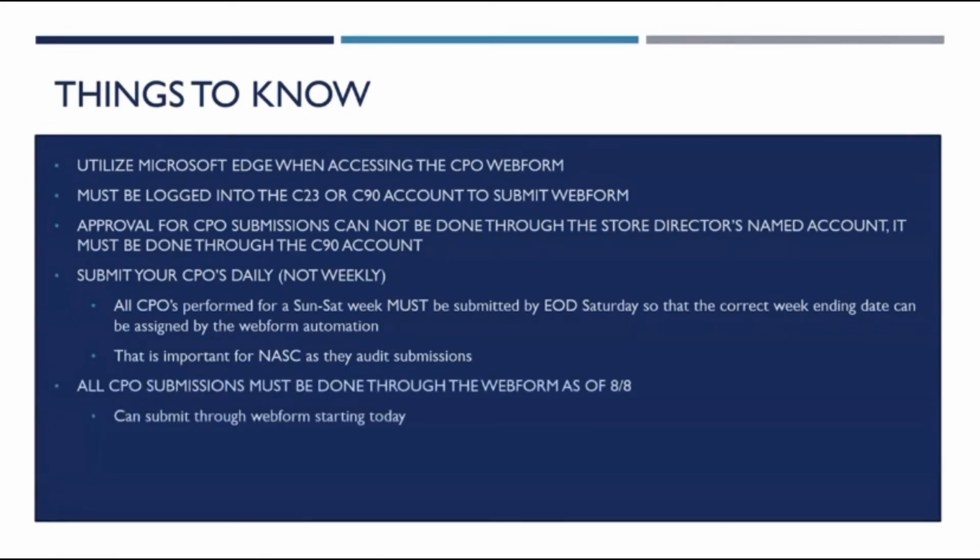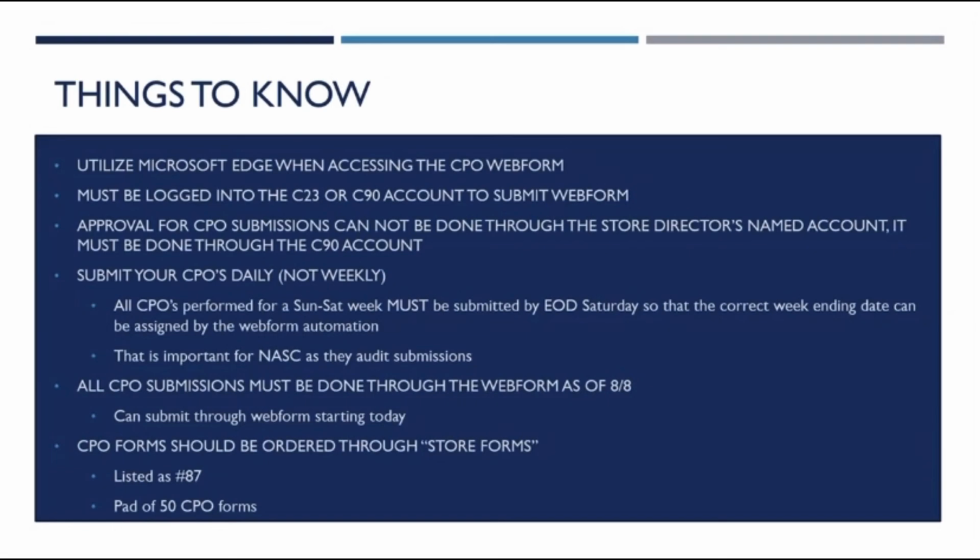All cash paid out submissions must be done through the web form as of 8/8. They can be submitted through the web form starting today, but by 8/8, that's the only way to do it. You can no longer do it through the email process. And just a note, paper cash paid out forms should be ordered through the store forms link. It's listed as form number 87, and it comes in a pad of 50 cash paid out forms.